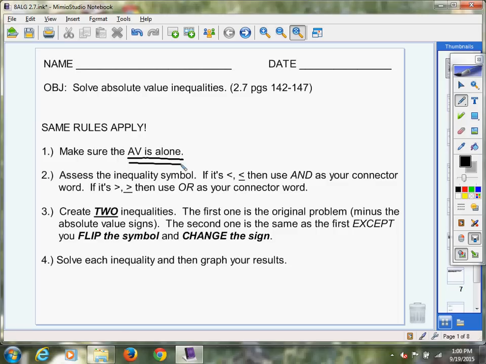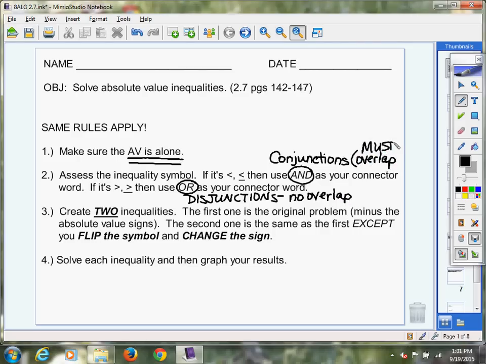If it's less than, or equal to, you're going to use the word and. That means it's a conjunction, and we just learned about conjunctions in the last section. Conjunctions use the word and. We're looking for overlaps when we graph. Now, if it's greater than, or equal to, we're going to use the word or. Remember, or problems are disjunctions, and they don't have to overlap. They can overlap, but they don't need to. Conjunctions must overlap when you graph them.